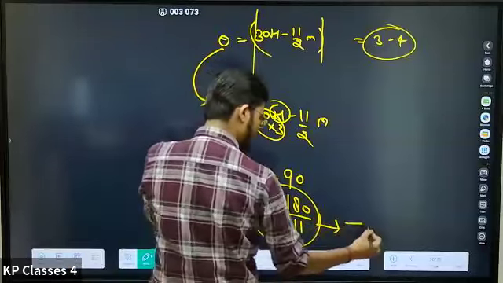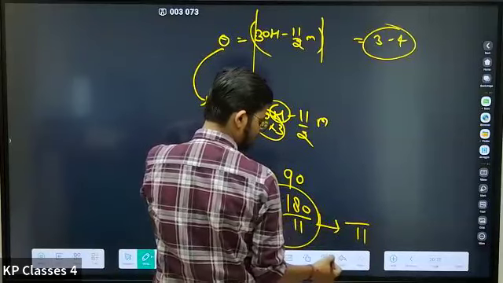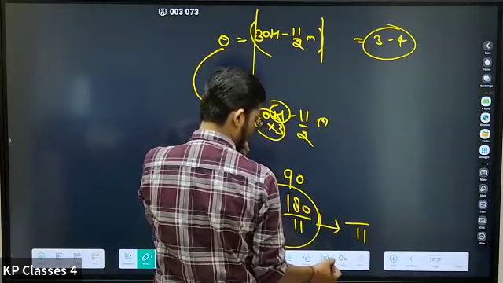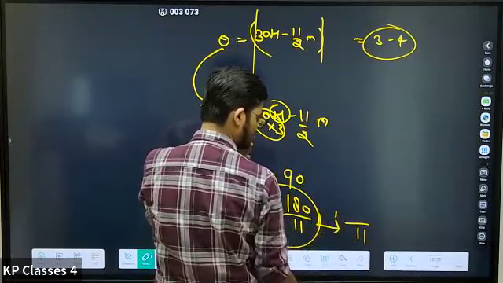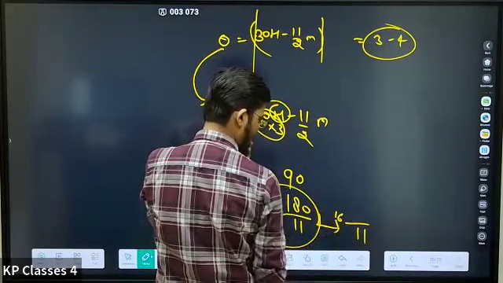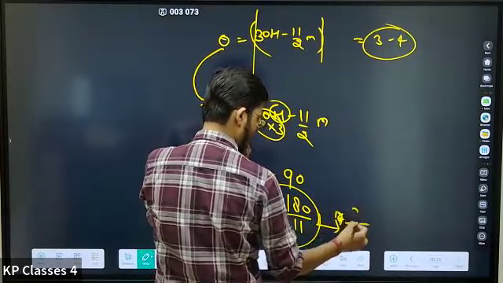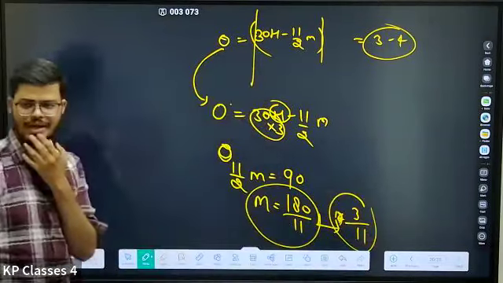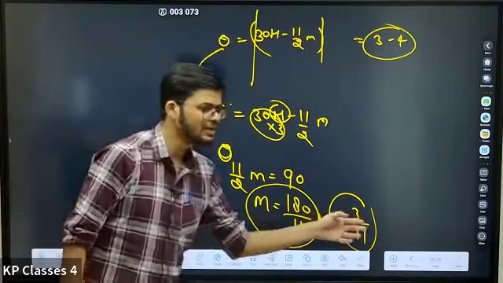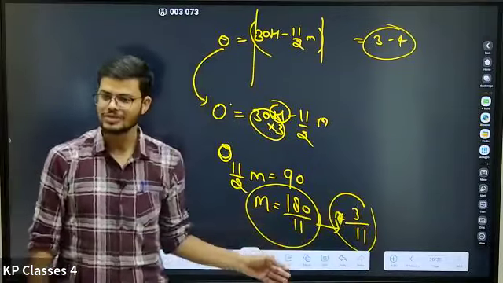Sometimes your answer will be in a fraction. Sometimes your answer will be in a mixed fraction. You can write it as a mixed fraction. We'll be getting 16 3 by 11. So that is how we can write the answer. Or sometimes the answer will be given in decimal also. So that is also correct.